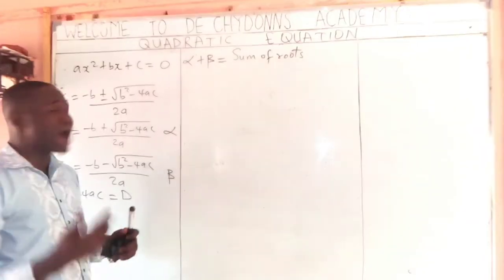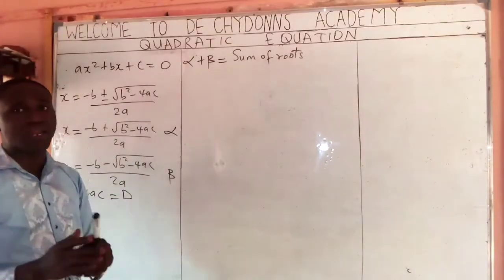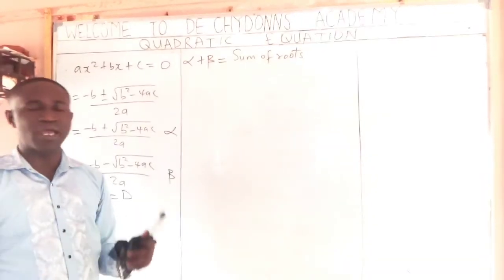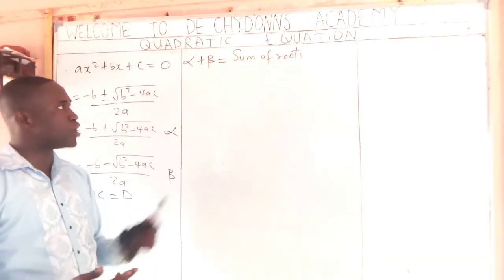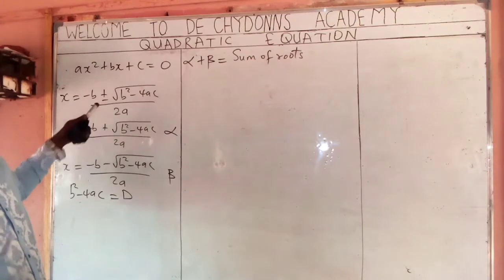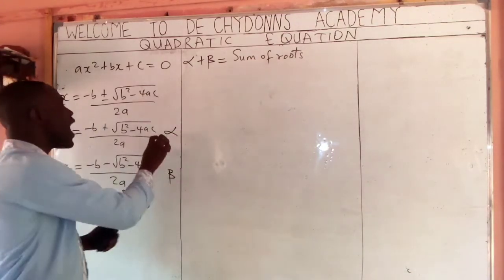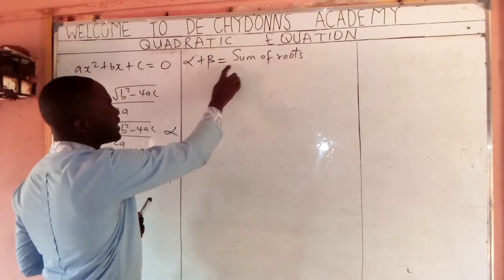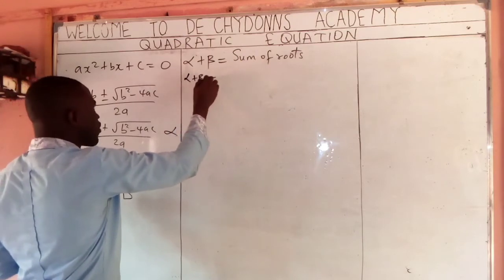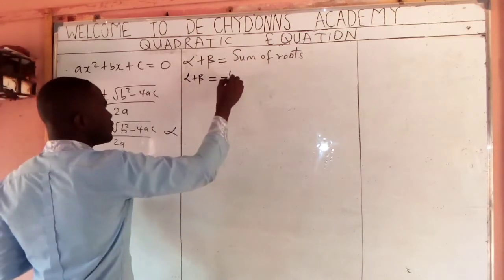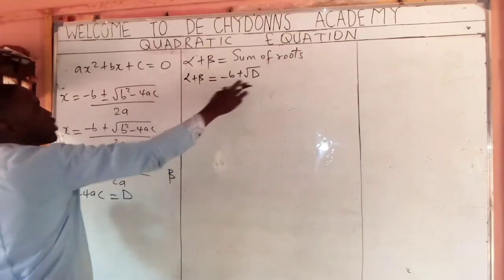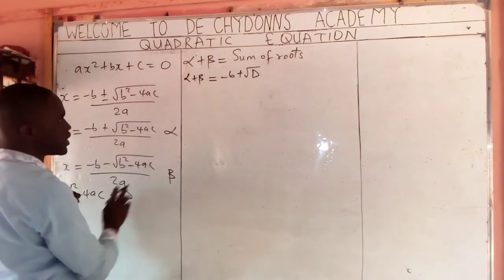Remember that besides using the completing the square method to solve any quadratic equation, you can use other methods such as the graphical method, the scissors method, and so on. But we use the completing the square method to solve this because we want to derive this formula. Now, when you add these two roots, you have alpha plus beta, that is the sum of roots. That means alpha plus beta is equal to minus b plus root D, where b squared minus 4ac is called D. We said it's called the discriminant.